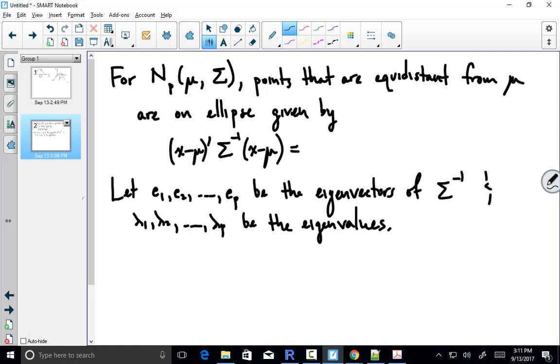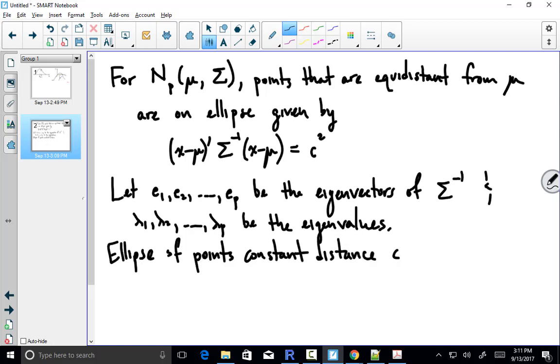So the ellipse, I needed to provide the distance. The ellipse is defined by statistical distance, squared statistical distance, equals c squared, where c is the distance that we want to go out equally around the mean. So with this information, the ellipse of points of constant distance c from the mean.